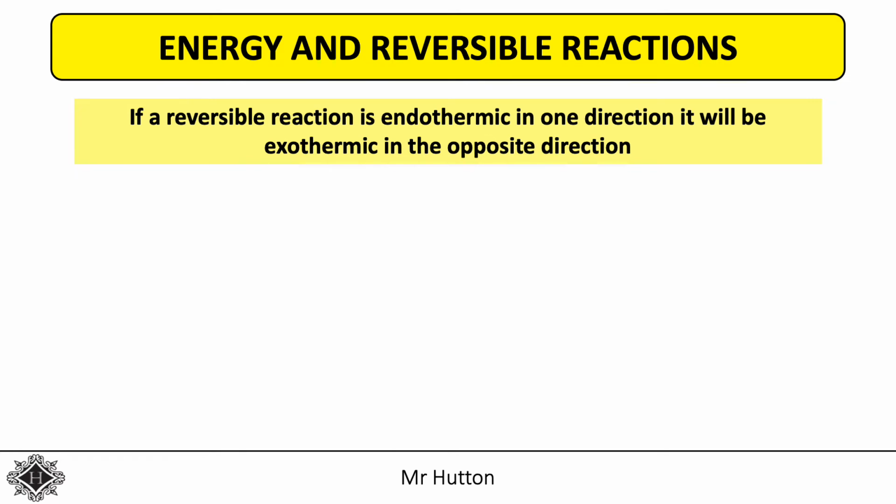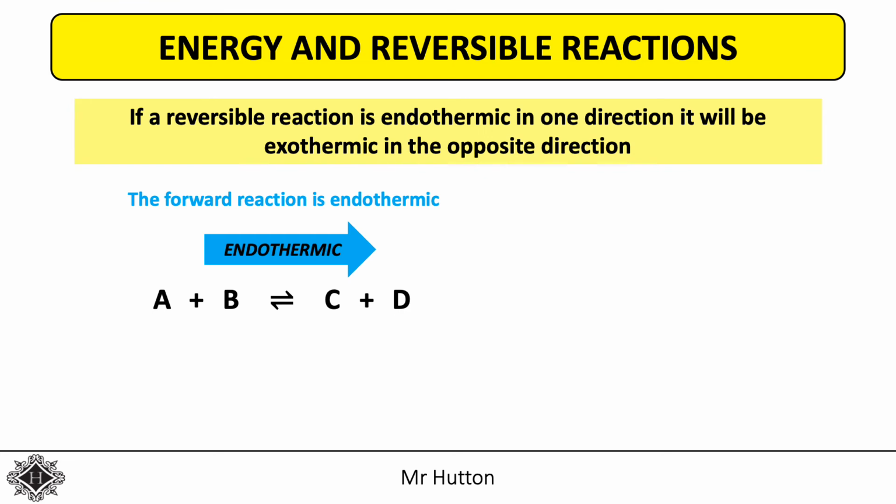Good. Hopefully you've come up with a sentence similar to what I've got here. If not, then you need to note this down now. So if a reversible reaction is endothermic in one direction, say the forward direction, it'll be exothermic in the opposite direction, the backward direction. All right. So it's not always going to be the case that the endothermic is forward. Okay, it could be that your forward reaction is exothermic. But whatever the reaction is in one direction, it'll be the opposite in the other direction. So if the forward reaction is exothermic, the backward reaction is endothermic.